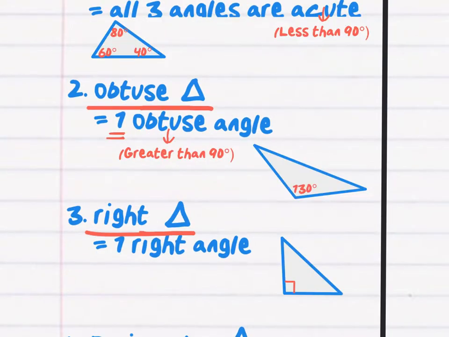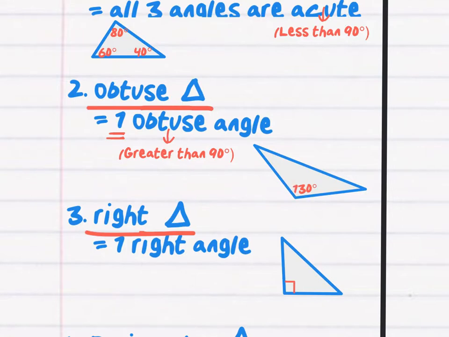Okay, for the next word, obtuse triangle. An obtuse triangle has only one obtuse angle, and obtuse means greater than 90 degrees. A triangle cannot have more than one obtuse angle, because then it wouldn't make a triangle. So in this case here, this angle is about 130 degrees. I want you to sketch this triangle next to it and label it 130.